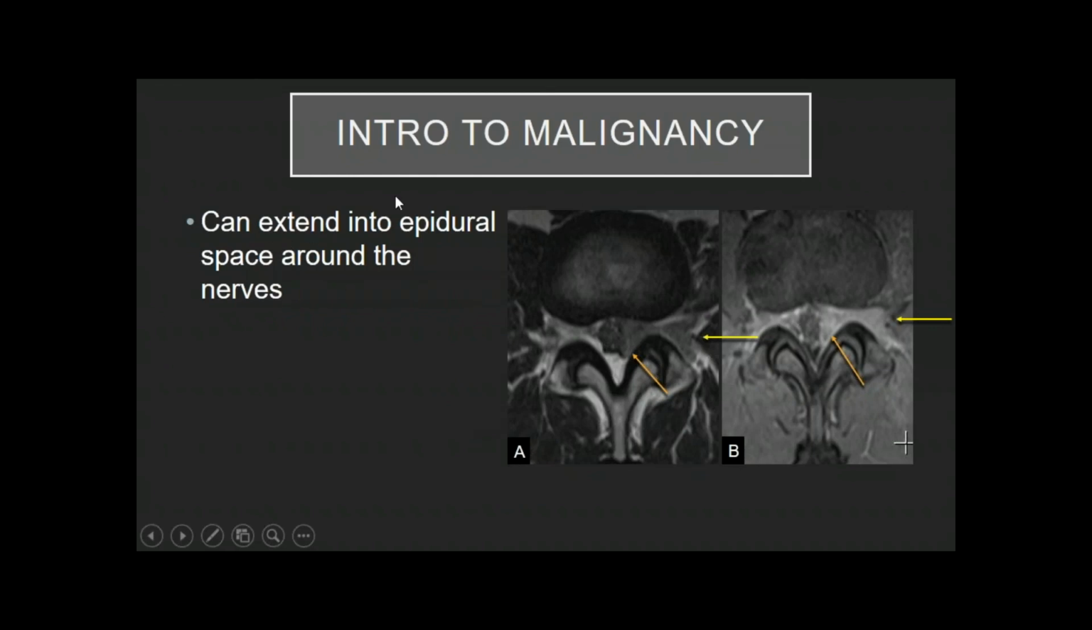Similar to infection, malignancy can extend into the epidural space, in this case around the nerves. So this, remember, is the neural foramen. You have nerves going through the neural foramen. Now you've got all of this soft tissue metastatic lesion. It's smushing the canal on this side and it's going along the nerve on this side. And here you've got all of this enhancement along this metastatic lesion.